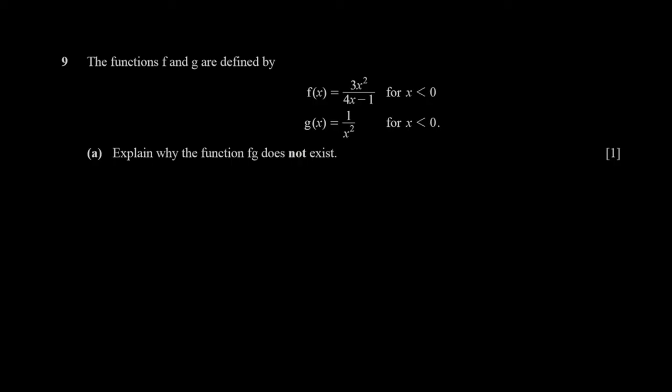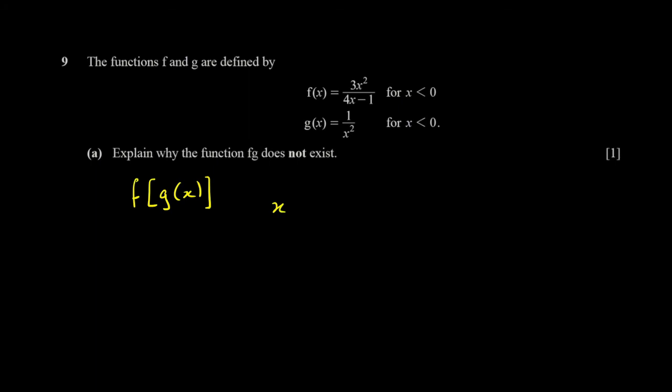In this particular question, we've got these 2 functions, f and g, and they've both got domains where x is negative, right? x must be less than 0. We've got to explain why the function fg does not exist. Now what does fg mean? fg means the following. We are finding f of g of x. In other words, we're taking the function g and we're putting it into f of x, right? So we're going to take this function 1 upon x squared and we're going to put it into this function f.